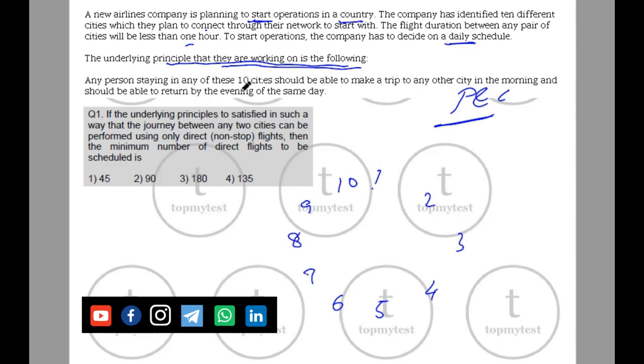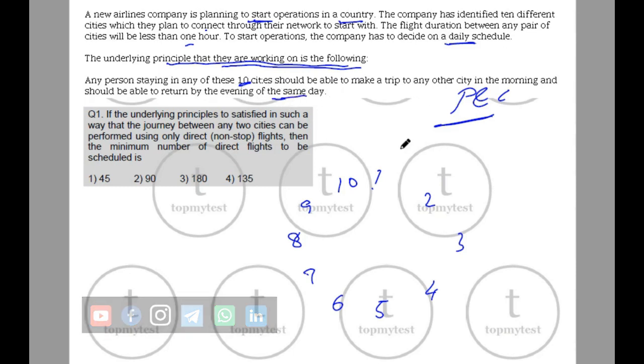Any person in any of these 10 cities should be able to make a trip to any other city in the morning and should be able to return by the evening of the same day. So you should have a morning flight between the given cities and you should have an evening flight also between the given cities. Let's see how this works.